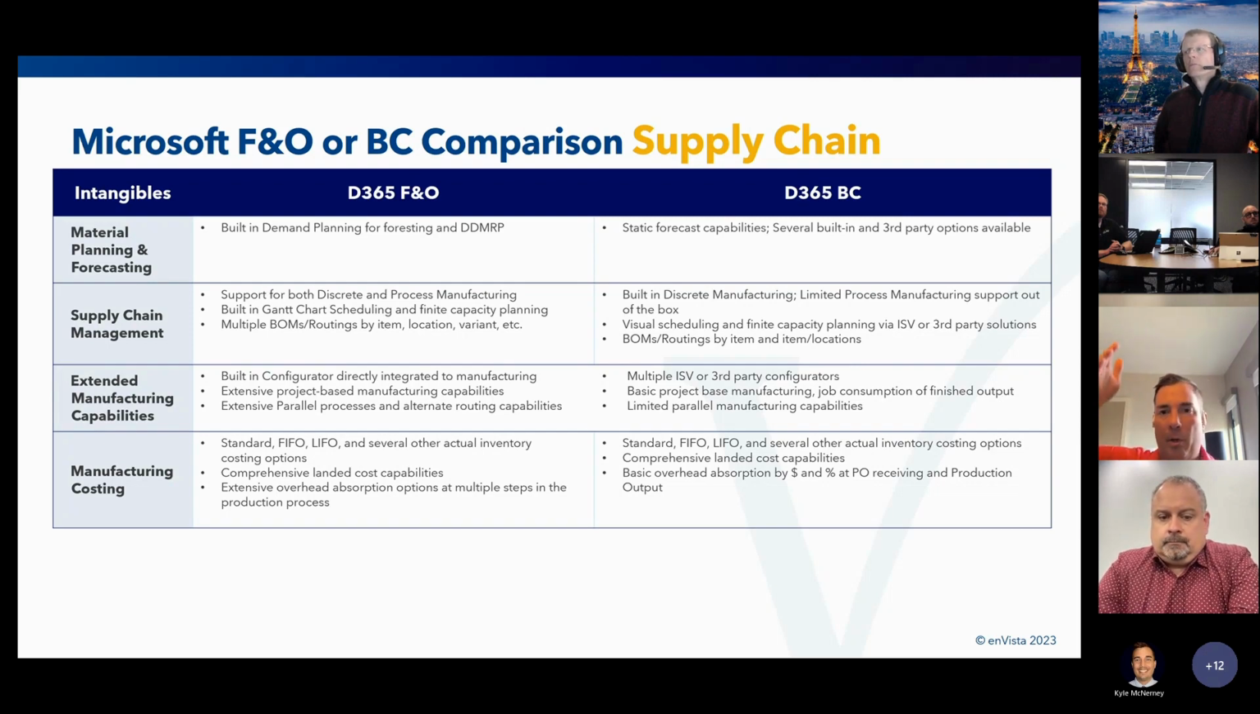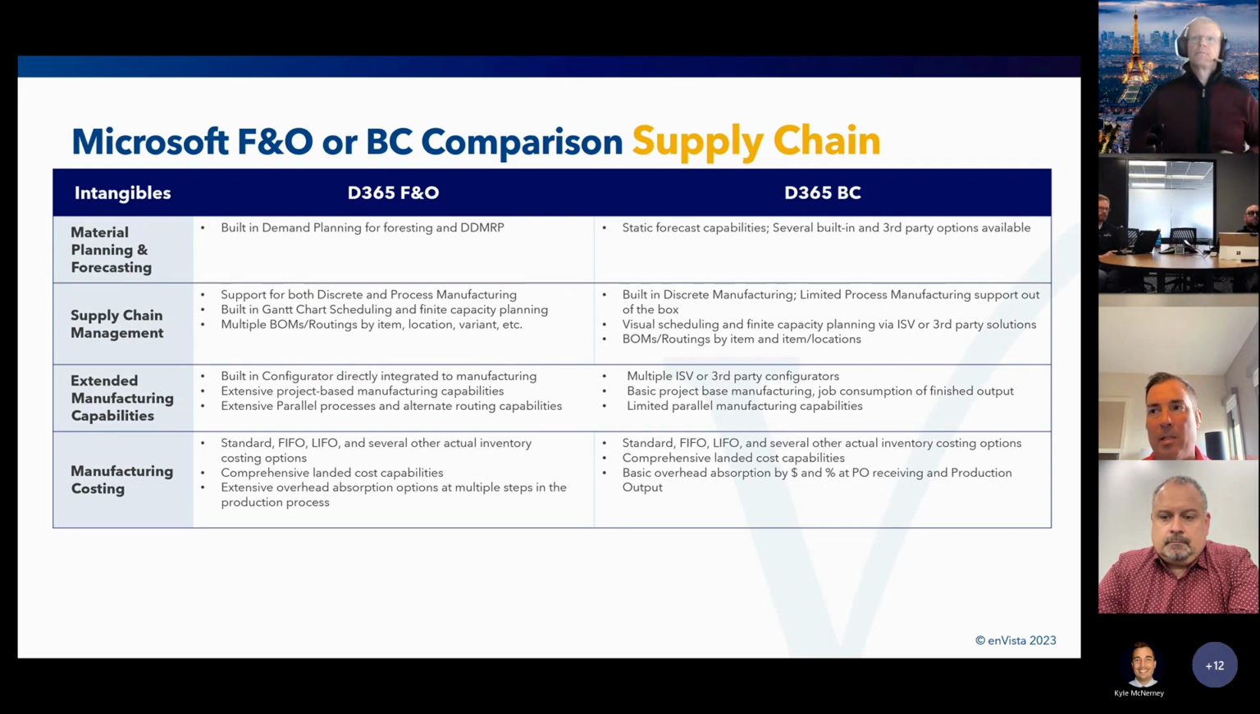But the other piece too, and Victor, you brought up a good point on 20 million to 200 million. I think the rule of thumb is 150 million in revenue and above is F&O, and 150 million and below is BC. It's a rule of thumb, but it doesn't fit everybody. We've had customers at 40, 50 to 80 million go F&O. We've had 500 million, 600 million go BC. And Victor, I think you've probably seen the same thing, right?